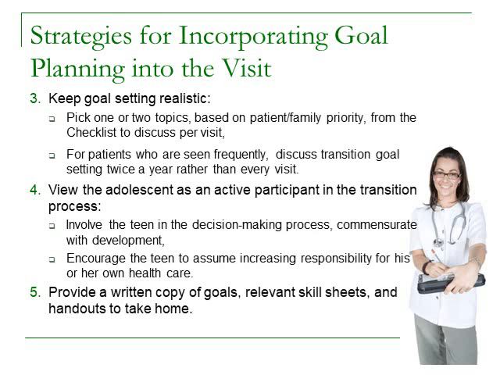Notably, some adolescents will not assume decision-making capacity due to medical or cognitive limitations. In these situations, the family will continue as the primary decision maker. The transition checklist for parents and caregivers will be more relevant to the goal-setting process. 5. Provide a written copy of goals and relevant skill sheets and handouts for the teen or caregiver to practice the skills at home to meet the established goals.